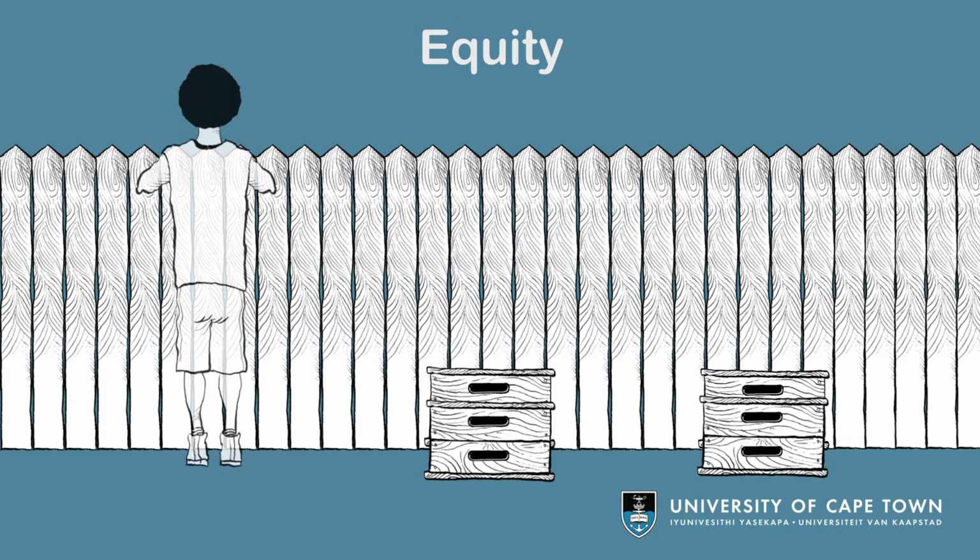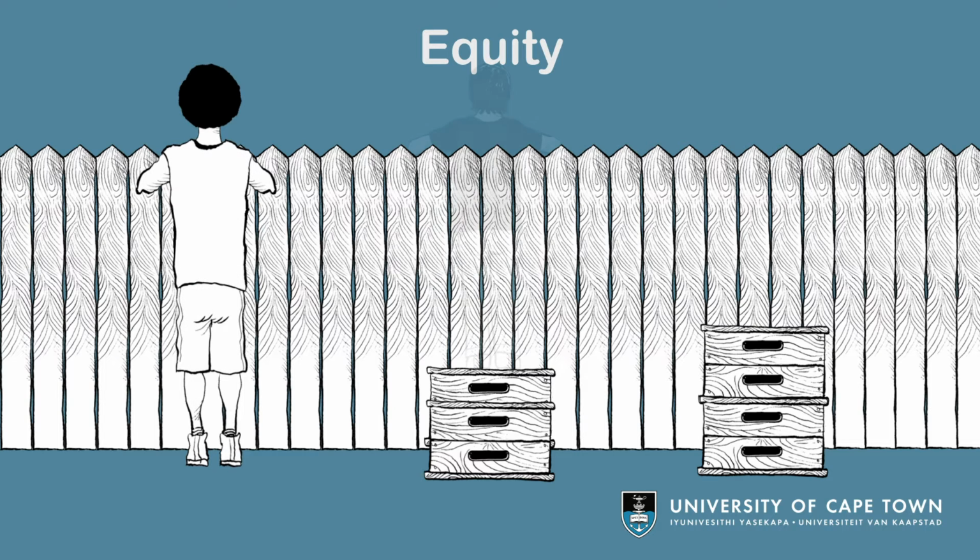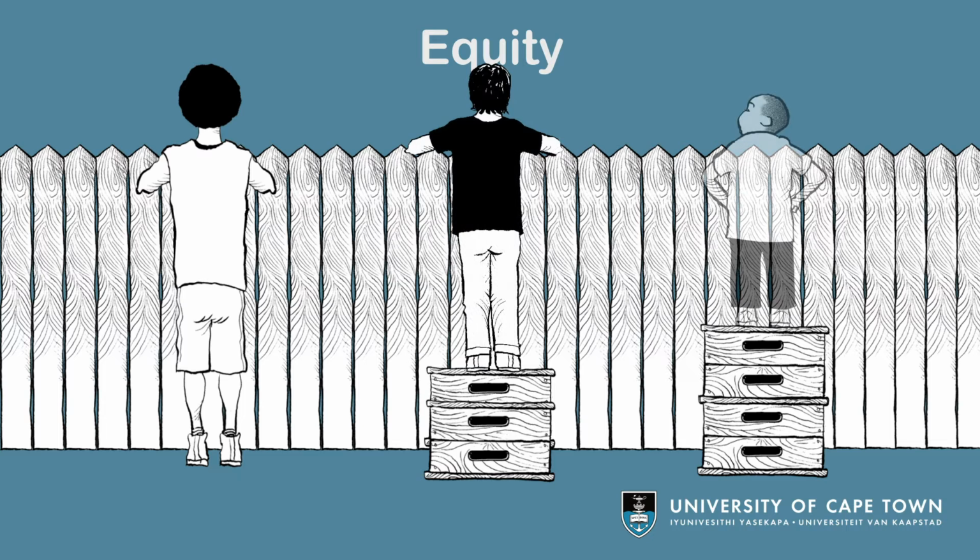Now let's talk about equity. Equity means that regardless of who you are, you aim to get the same result as everyone. Each of the individuals are therefore provided with the number of boxes required for all of them to have the same outcome. That is, watching the game by looking across the fence.